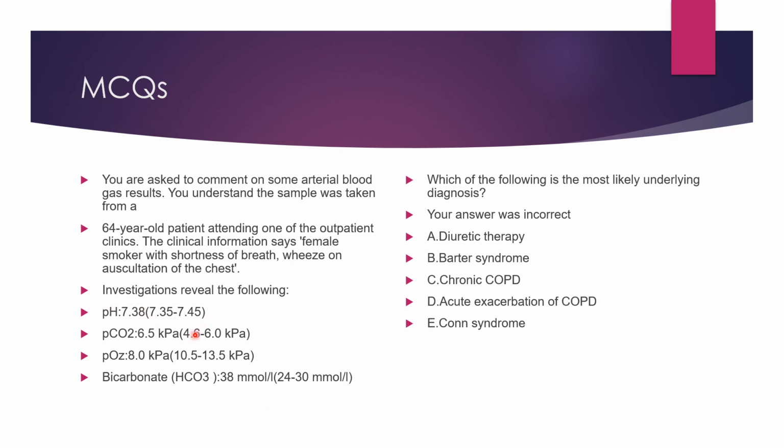and compensate the respiratory acidosis. It is only possible when the patient has chronic COPD. In chronic COPD, as it is a slow process, the patient will be slowly building up bicarbonate levels, it will increase and the pH becomes normal. So this is only possible in chronic COPD.